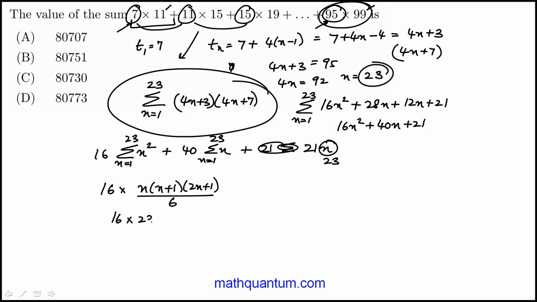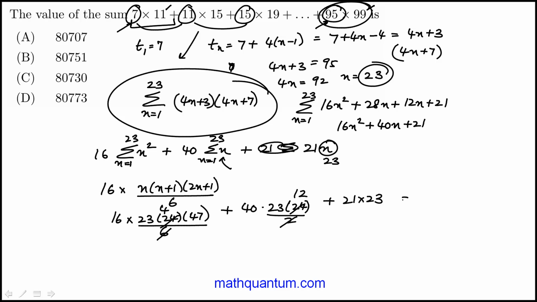So here n is 23, so that's 24. This would be 47 over 6. And then this is again the sum of the first n natural numbers, n times n plus 1 over 2. So 23 times 24 over 2. And then finally we have 21 times 23. That reduces. You'll see in all of these that 23 factors out. So one way to do this question is that whatever the sum is has to be a multiple of 23.